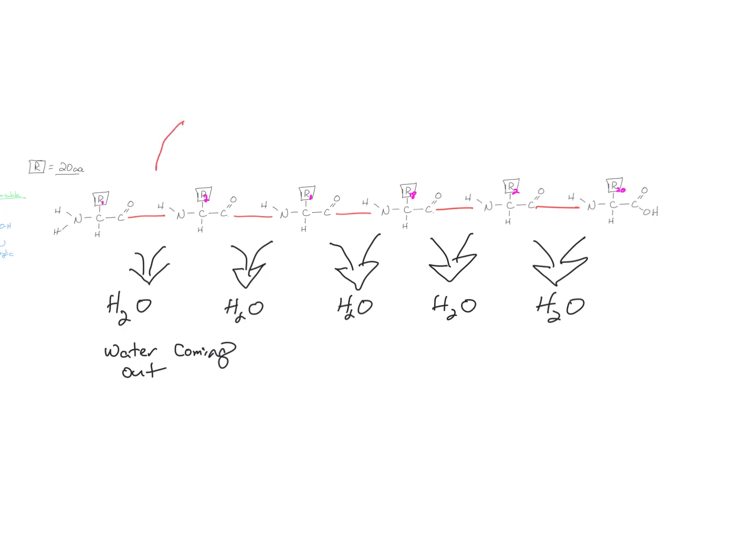These bonds that you see here that we just made, between the carbon that used to be a carboxyl group and the nitrogen that used to be an amine group, and the hydrogen of one and the hydroxide of the other combine to make water. Those are called peptide bonds.